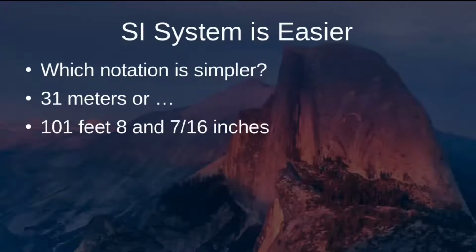So why use the SI system, or why use the metric system? Basically, because it's a lot easier. As an example, which notation is simpler? 31 meters, or the equivalent of 101 feet, 8 and 17/16 inches. The latter is significantly longer to say, significantly longer to write, and try to do math on the second line of the customary units versus just using 31 meters to do simple math or calculations with. You can see which system is going to be easier.